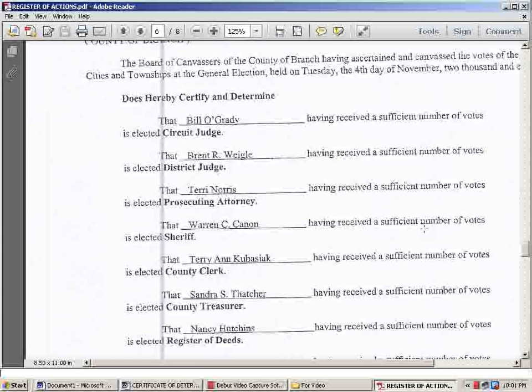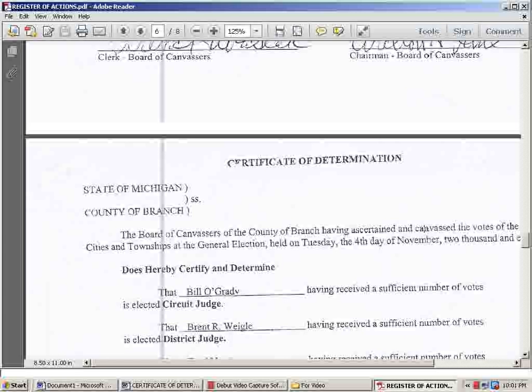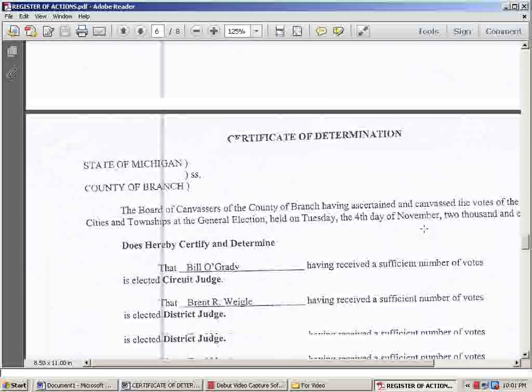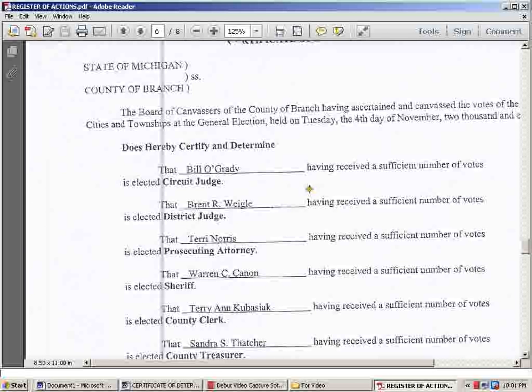These weren't certified, right? The certificate of determination hasn't been certified, therefore it has no standing. And anybody on here that it says was elected isn't elected. Right? There's no evidence to prove these people are elected because the Board of Canvassers didn't certify the election.